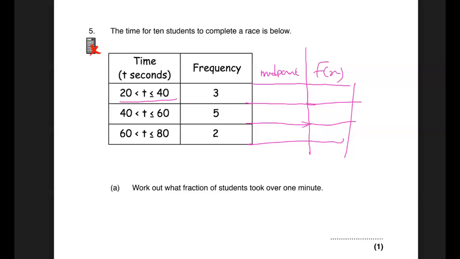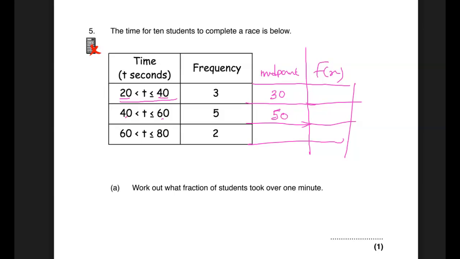Guys, please always pay attention to what we are doing here. It's very frustrating sometimes. I said that when you want to find the midpoint, you add what? 20 plus this thing, that's 60, divided by 2 first. That is 30. That's the midpoint. You have to find the midpoint first. 40 plus 60 is 100, divided by 2. That's going to be 50. You have to find the midpoint first.